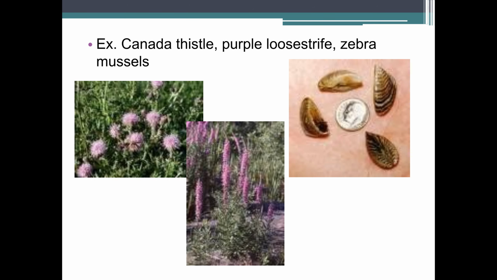Another word that you might have heard is invasive species. I guess exotic species works, but invasive species is another word for species that come in and take over.